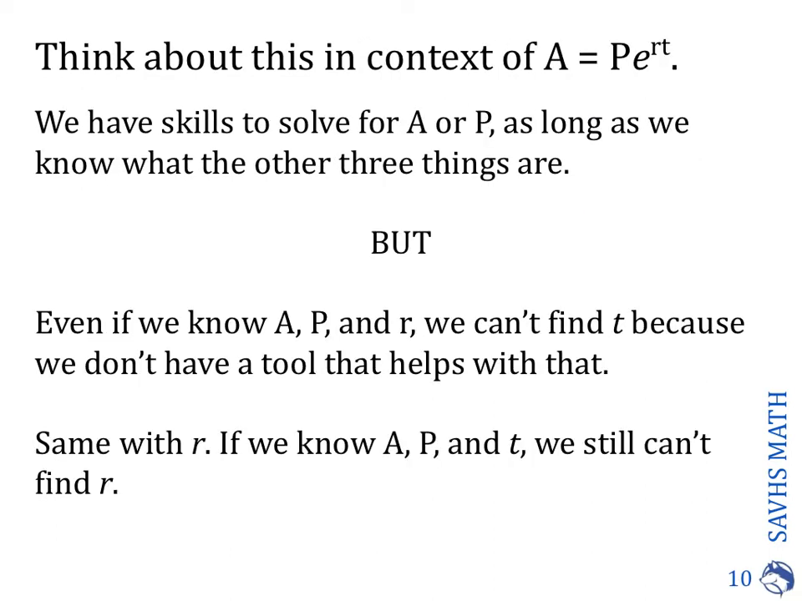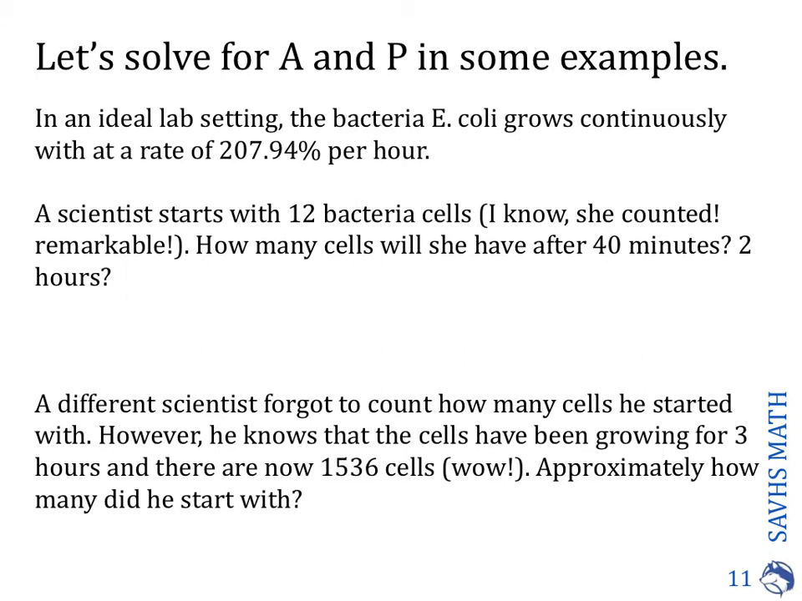This is sort of a little summary slide, so you can pause this video right here and read this. All it says is just what I just said. We don't have the skills to solve for R or T in this equation, A equals PE to the RT, but we do have the skills to solve for A or P, depending on what information we have. Okay, so let's take a look at doing some examples like this.